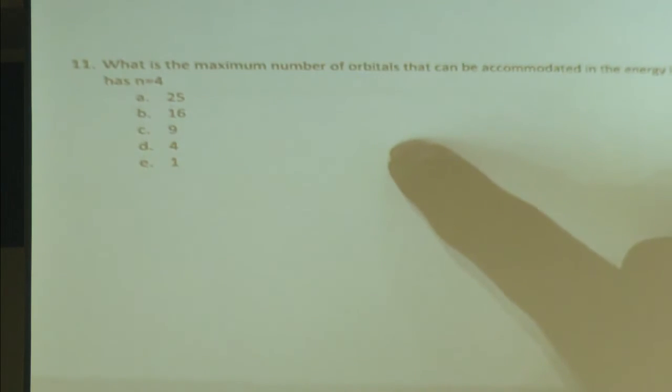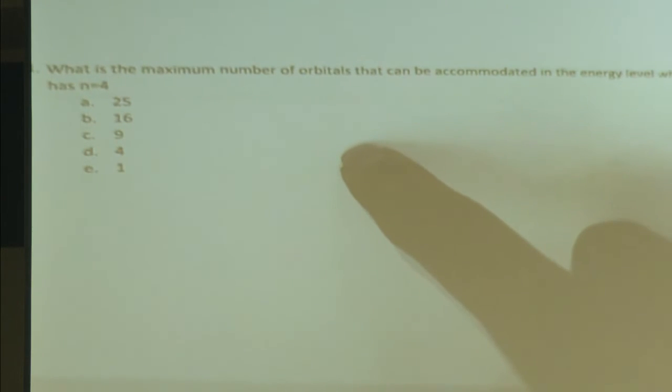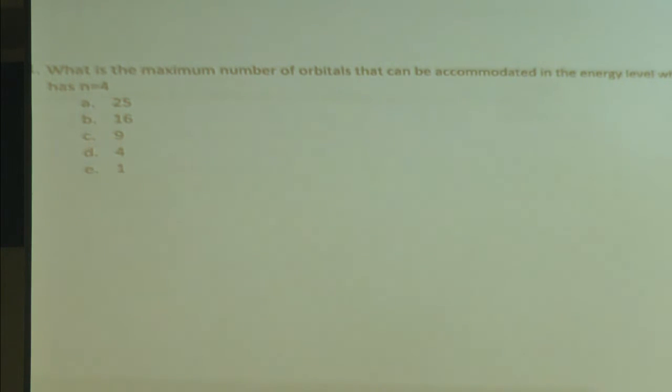What is the maximum number of orbitals that can be accommodated in the energy level which has n equals 4? What's the easiest way to do this? When they just want you to find subshells for an entire principal level, n squared is the easiest way to do it.